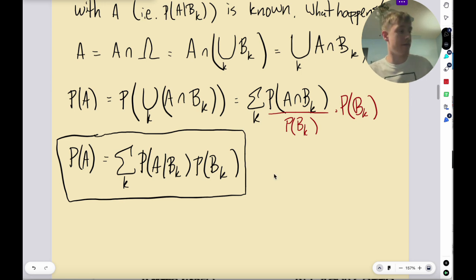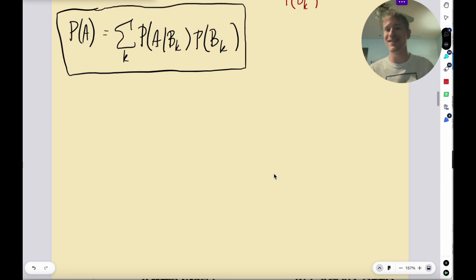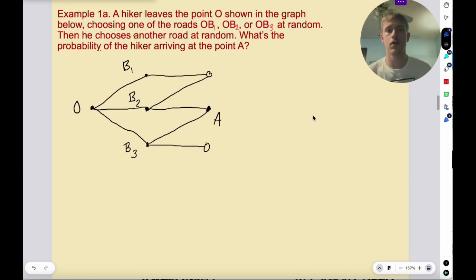And to end off, I would just like to do one example of where this is useful. And you're going to see by the end how exciting this is. So example 1, I'm actually going to do a part A and a part B, so we'll just do example 1, part A. All right, so here's our example number 1, part A.